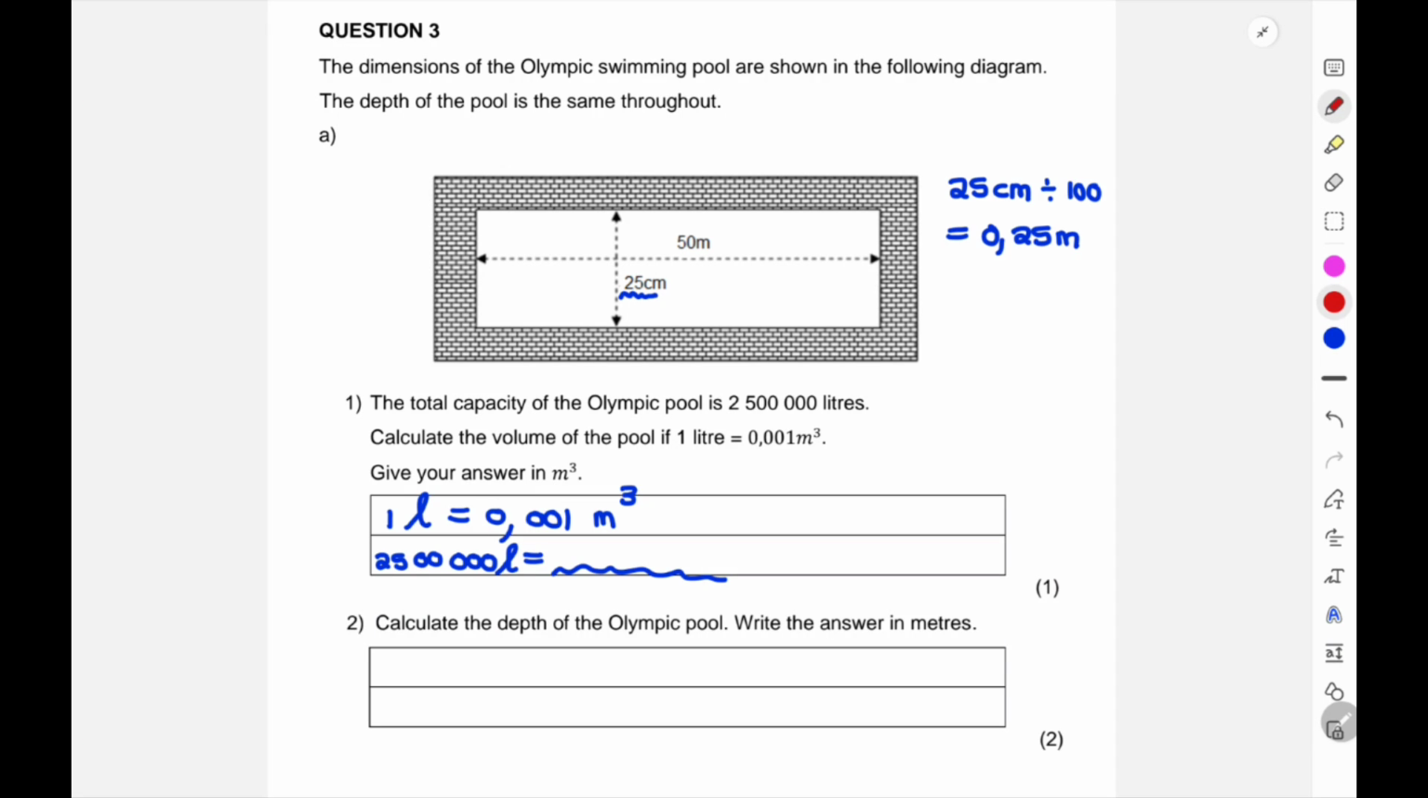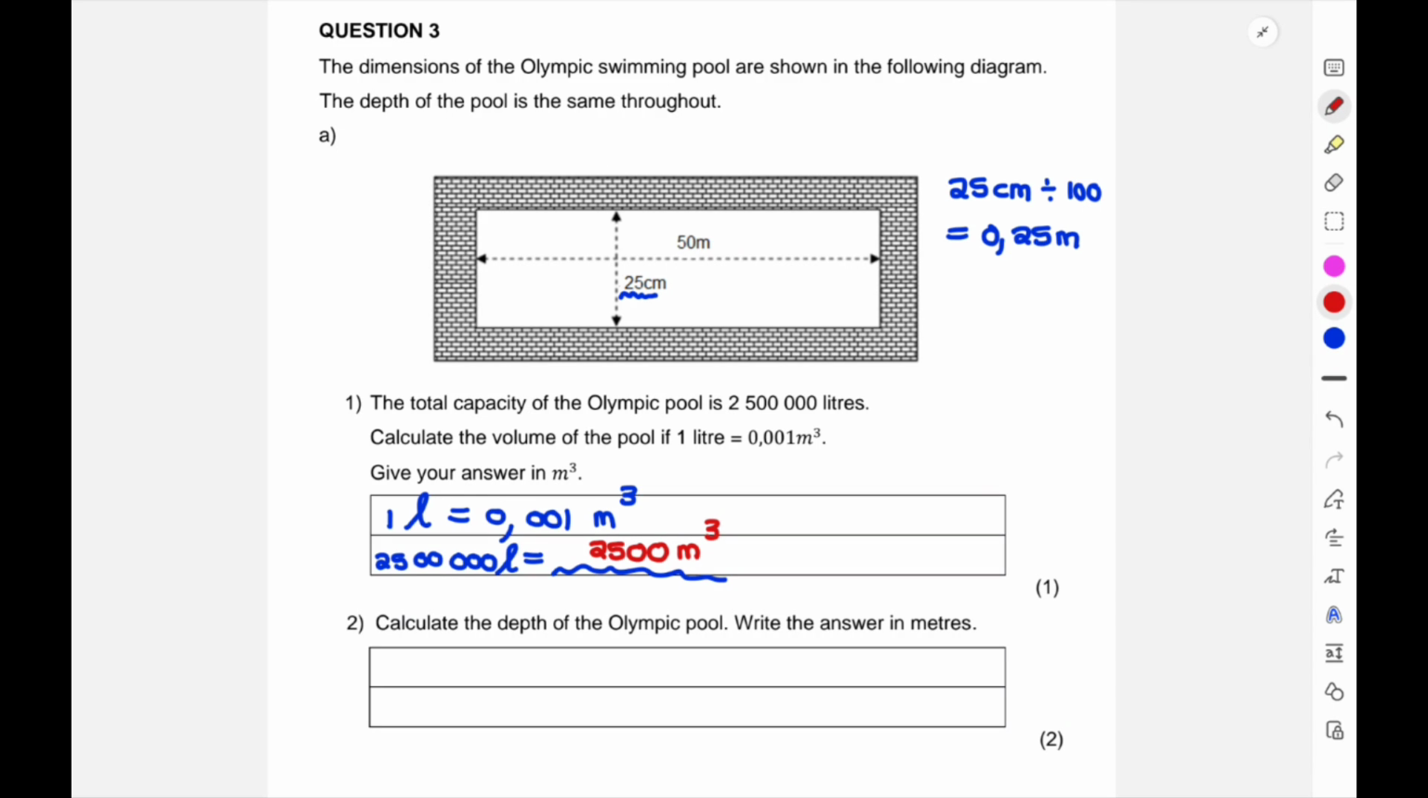And that gives you, if you take 2.5 million divided by 1 times 0.001, it gives you 2,500 meters cubed. Then it says to you calculate the depth of the Olympic pool. Write your answer in meters.